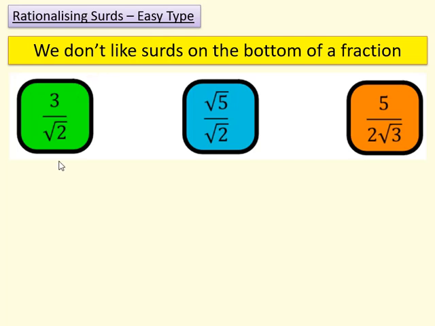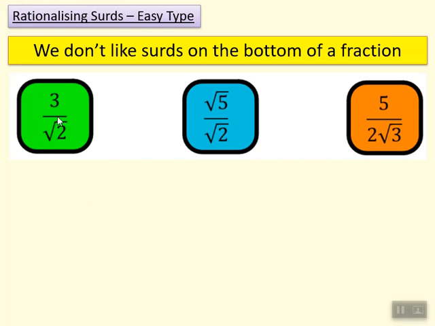And it's an old-fashioned skill in some sense because it's geared up for working things out without a calculator. Again, it's just the principle that it's easier if you don't have a surd on the bottom of a fraction. So it's about eliminating that surd from the bottom of the fraction. Let's talk about how to do that with these easy type ones. We're going to do these three examples now.